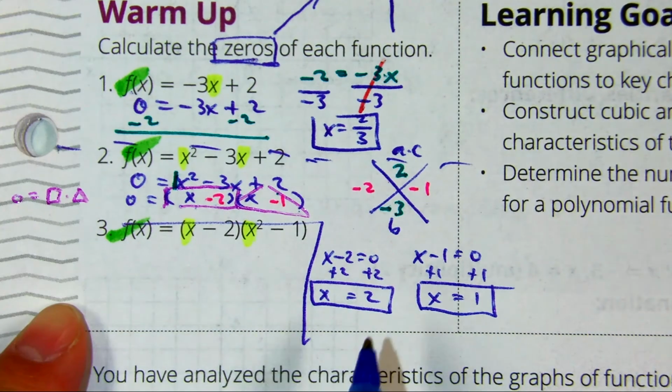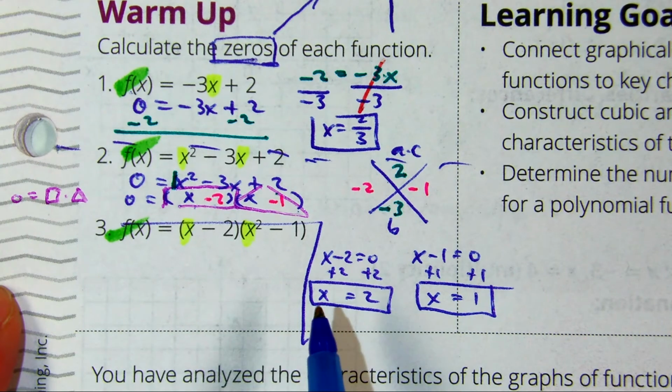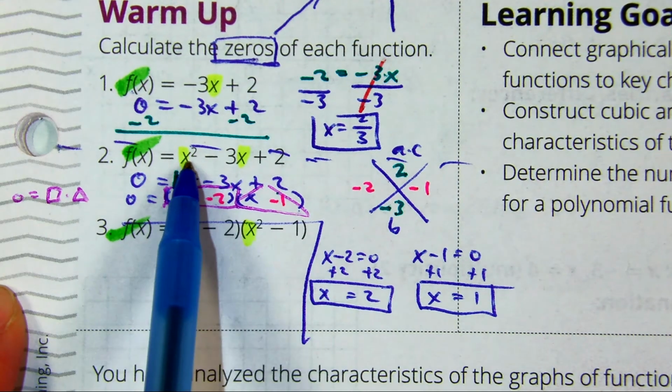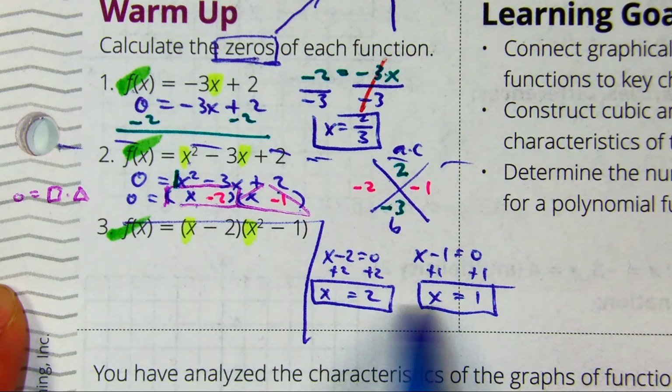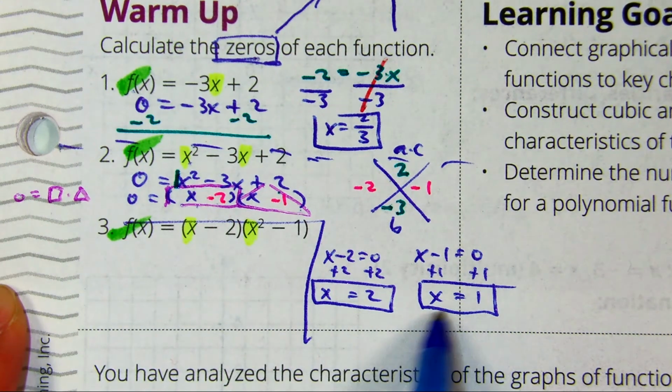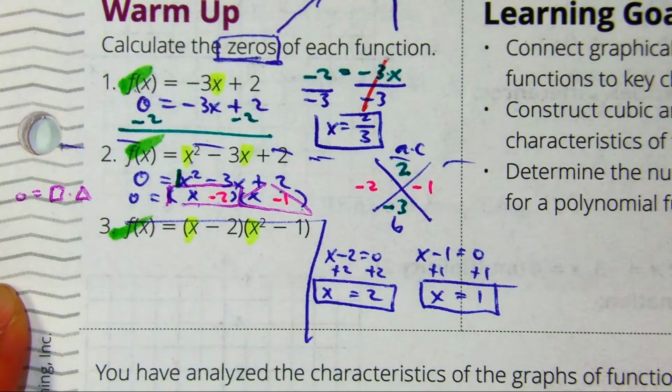We've been learning this idea that the degree tells us the number of x-intercepts. Our answers are both 2 and 1. You could have also solved this problem using the quadratic formula.